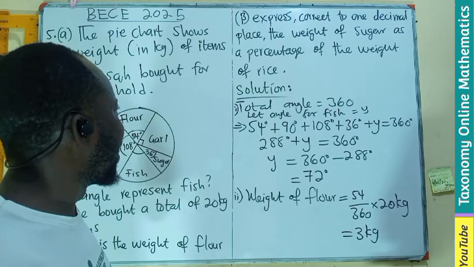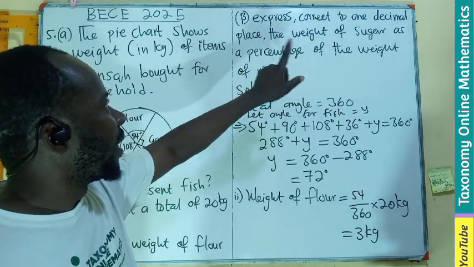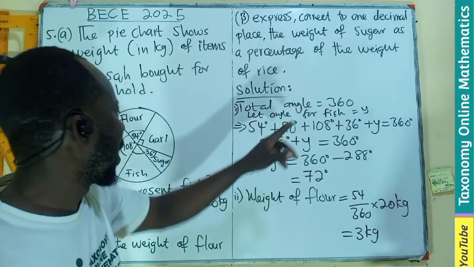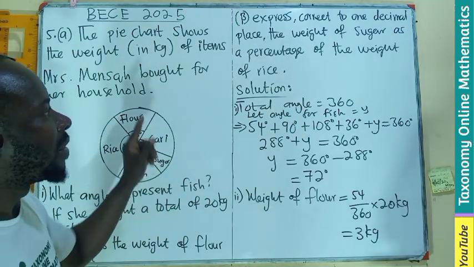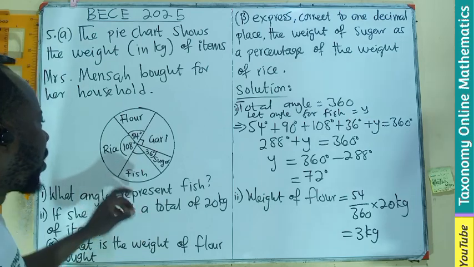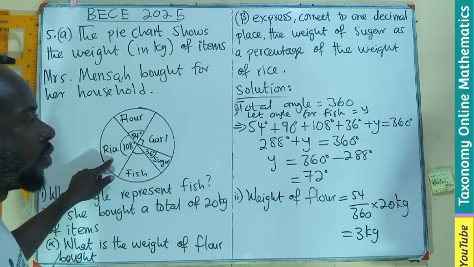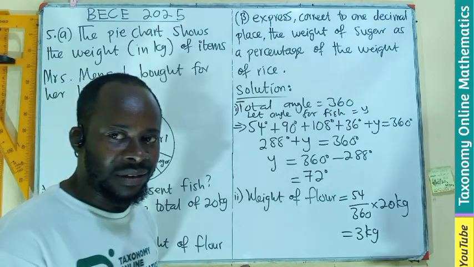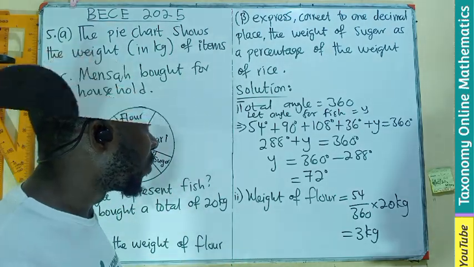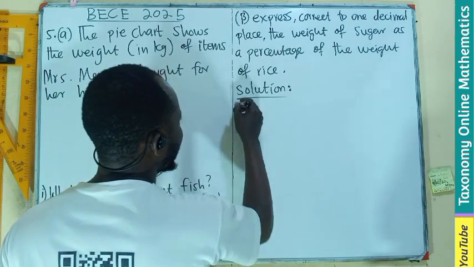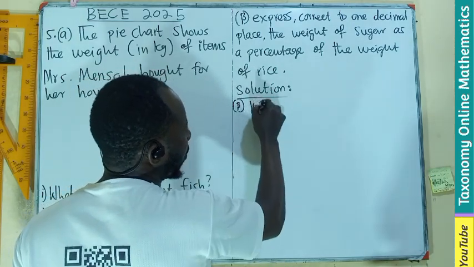All right. Then the last part of the question, we have to express, correct to 1 decimal place, the weight of sugar as a percentage of the weight of rice. So we need to find the weight of sugar, we need to find the weight of rice, then we express one as a percentage of the other. Let's see how we can do that also. Okay, so from here we are looking for the second part.